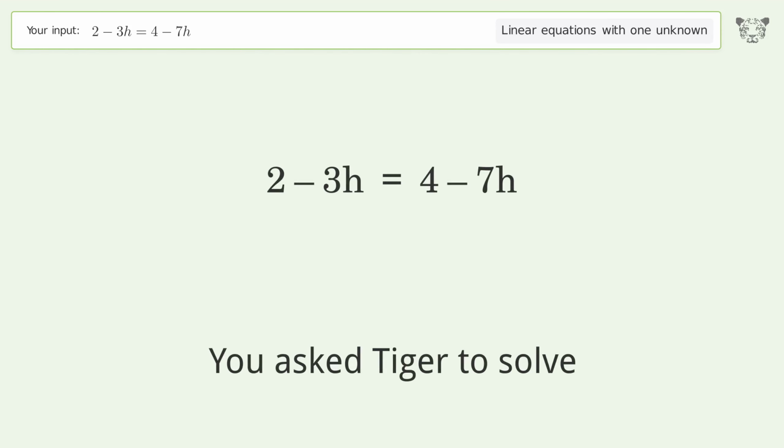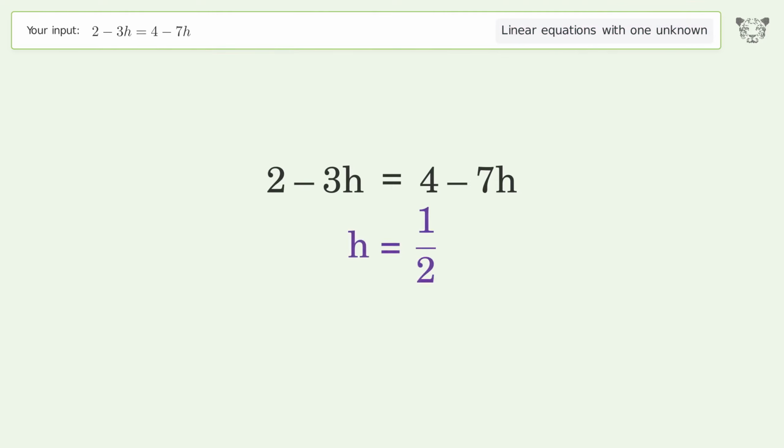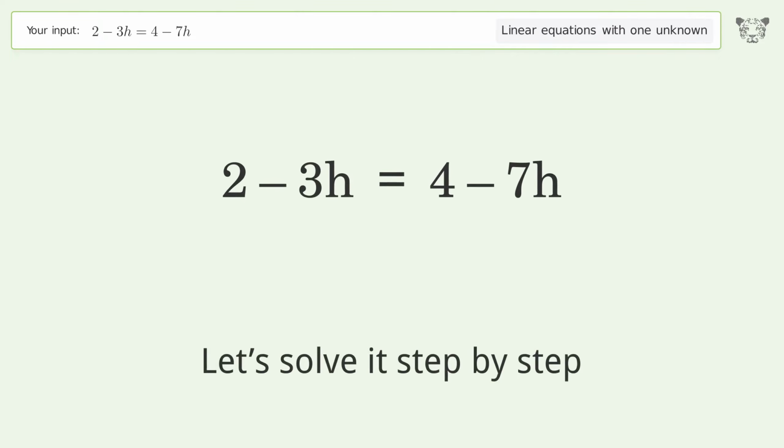You ask Tiger to solve. This deals with linear equations with one unknown. The final result is h equals 1 over 2. Let's solve it step by step.